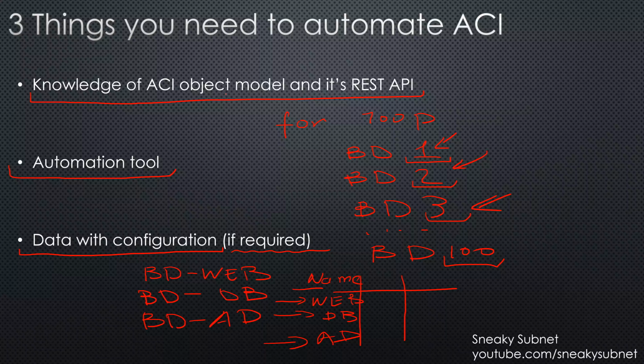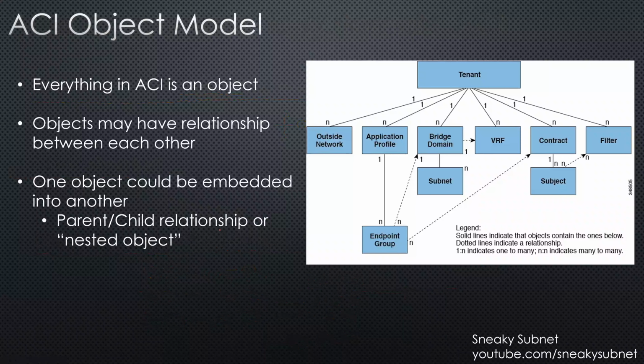Now let's talk about object model and REST API. First of all, this is not an ACI overview video, so I expect that you know that ACI has lots of different objects like tenants, VRFs, subnets, endpoint groups, application profiles, layer 3 outs, contracts, etc. So obviously, if you want to automate something, you have to understand how this thing actually works, and moreover, you should understand how it works behind the scenes, because many times it could be very simple on the surface, but quite difficult behind the scenes.